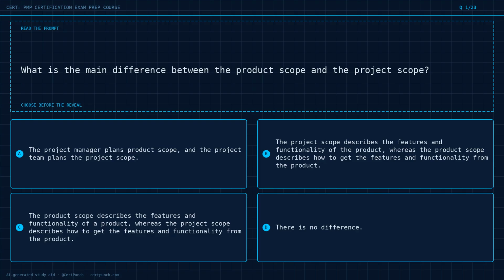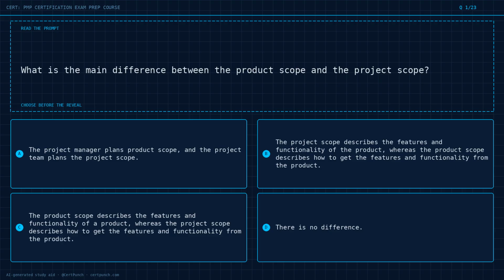Question 1 of 23. What is the main difference between the product scope and the project scope? Option A. The project manager plans product scope, and the project team plans the project scope. Option B. The project scope describes the features and functionality of the product, whereas the product scope describes how to get the features and functionality from the product. Option C. The product scope describes the features and functionality of a product, whereas the project scope describes how to get the features and functionality from the product. Option D. There is no difference.